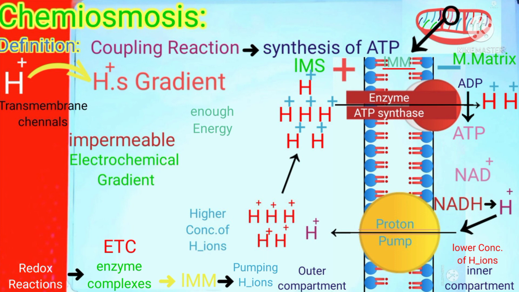I hope this video will be helpful to you to understand the mechanism of chemiosmosis and oxidative phosphorylation, because this is the oxidative phosphorylation, when ADP combines with inorganic phosphate to synthesize the ATP molecule in the presence of oxygen during the electron transport chain. This same concept is the concept of oxidative phosphorylation.